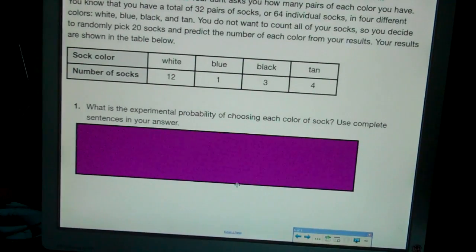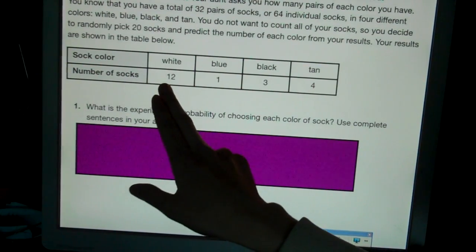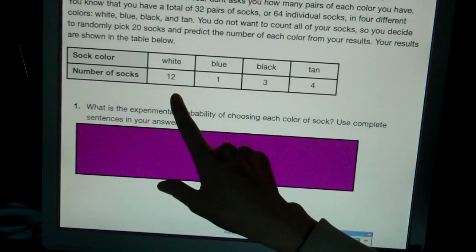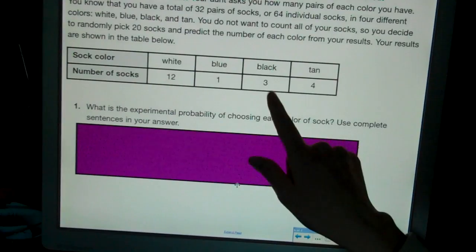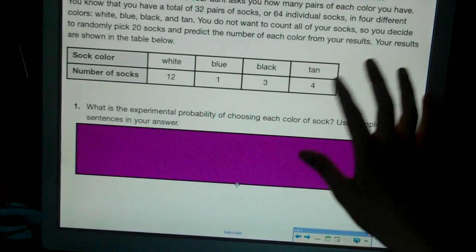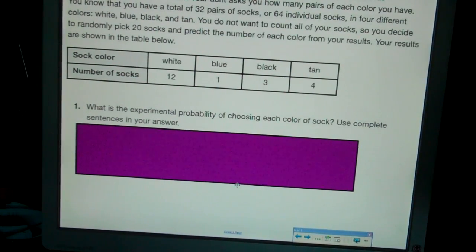So you did 20 picks, okay? 12 times that you reached into your top drawer, you found a white sock. 1 time you got a blue sock. 3 times you got a black sock. And 4 times you got a tan sock.